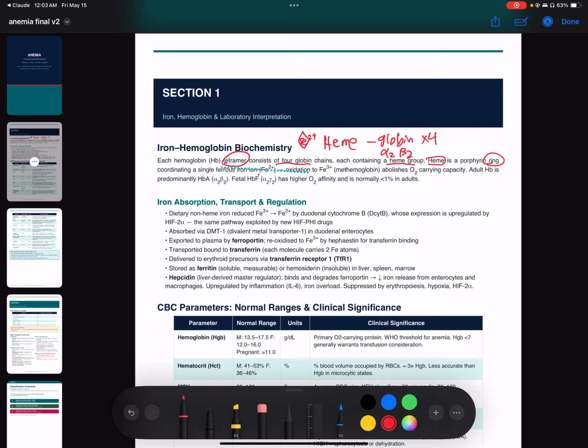It has to be Fe2+ to be able to carry oxygen. If there's oxidation happening, like in cases of methemoglobin, Fe2+ will be oxidized to Fe3+, and this will decrease the hemoglobin's capacity to carry oxygen. This is the adult hemoglobin again. Fetal hemoglobin is different. It has gamma chains instead of beta, which has higher oxygen affinity.